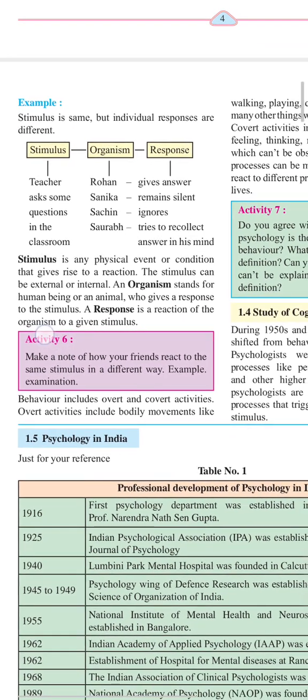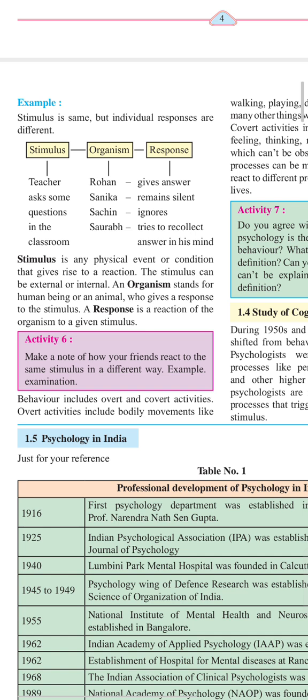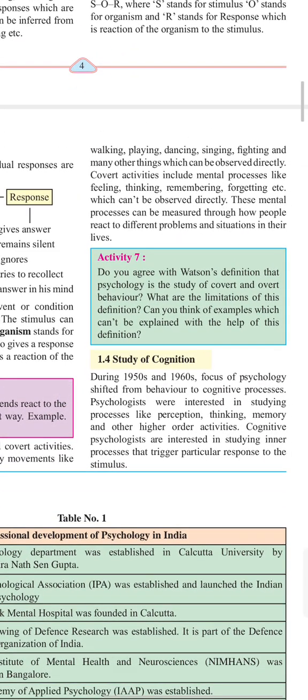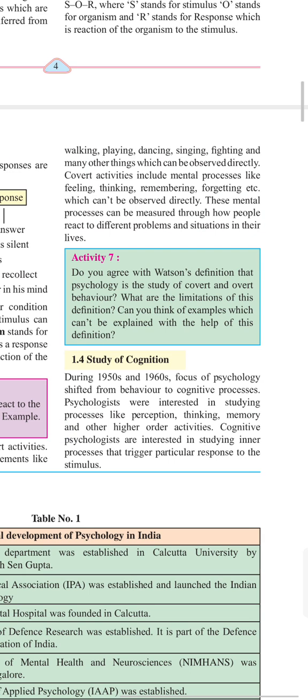Behavior includes overt and covert activities. Overt activities include bodily movements like walking and playing. Covert activity is related to the head and includes mental processes, feeling, thinking, and so on.